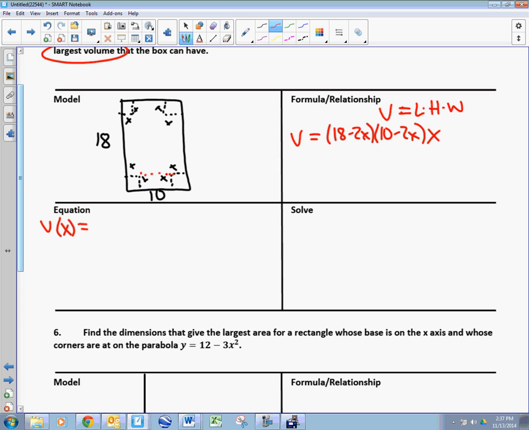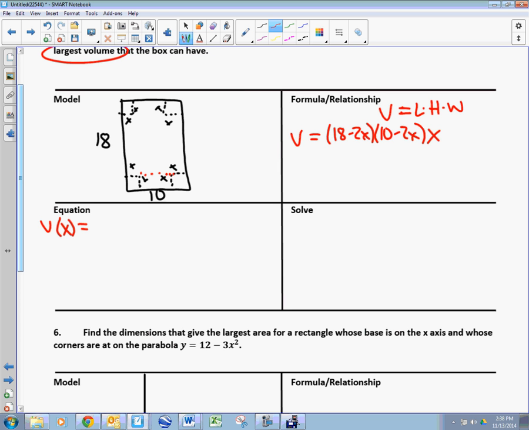Question, how many x's are there in our volume equation? There are three x's. Therefore, what kind of equation am I going to get? A cubic, yeah, exactly. Something looks like that. So this is not a quadratic, so we're going to have to resort to our calculator to solve this. First, let's multiply it out.